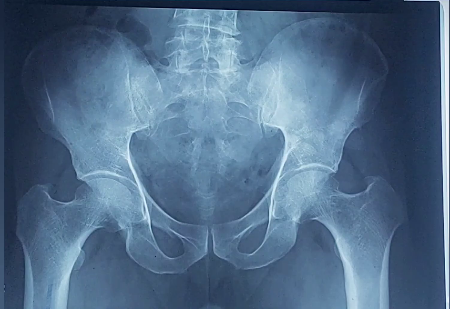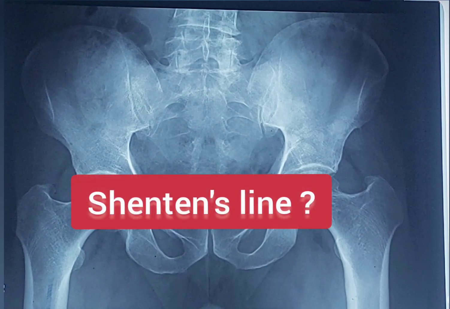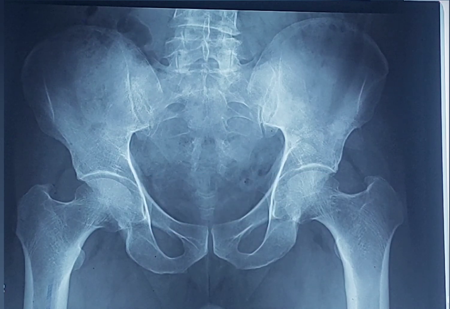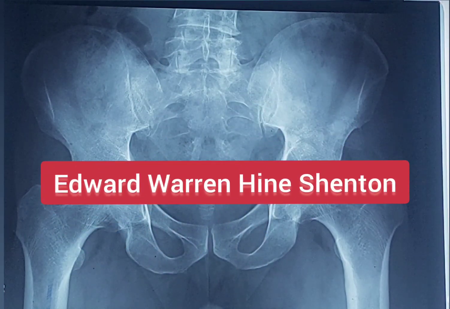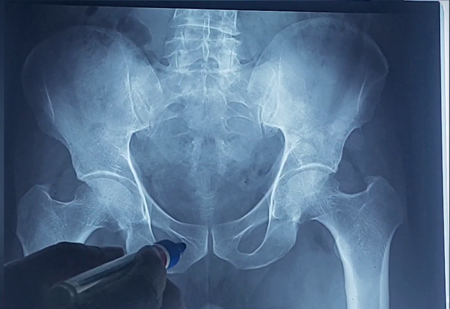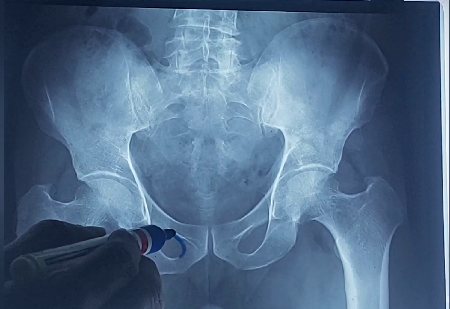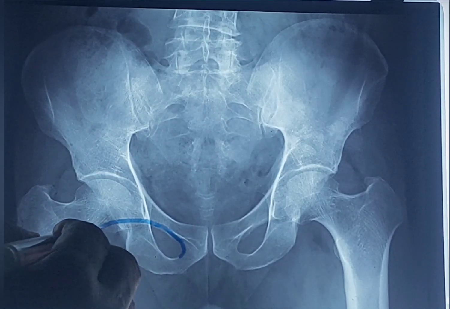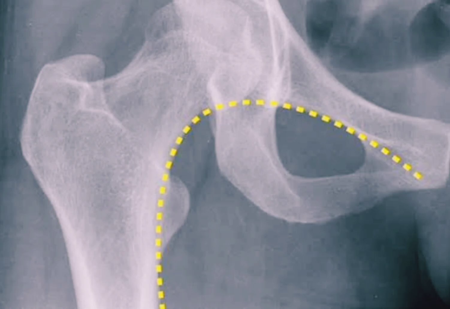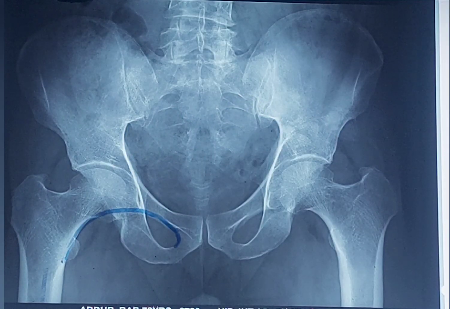Another important question sometimes asked: what is Shenton's line? Shenton's line is an imaginary line described by an English radiologist, Edward Warren Hine Shenton. It is a continuous curved line along the upper border of the obturator foramen and then along the inferior border of the neck. So this continuous curved line is called Shenton's line. Then what is the importance of this line? The interruption of this line may occur due to a fractured neck of the femur and also in developmental dysplasia of the hip.